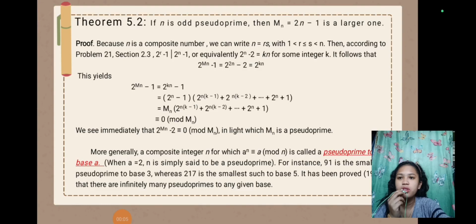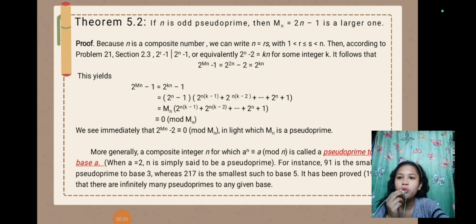Theorem 5.2. If n is an odd pseudo-prime, then M_n = 2^n - 1 is a larger one. We can agree with this because n is a composite number. We can write n = r times s with r greater than 1 but less than or equal to s, which is also less than n. So this means that the integers r and s are greater than 1.